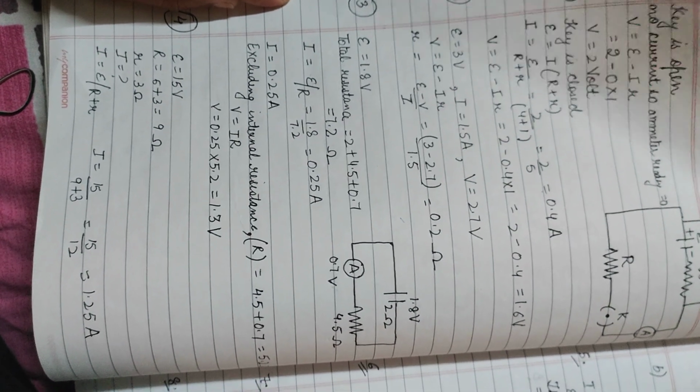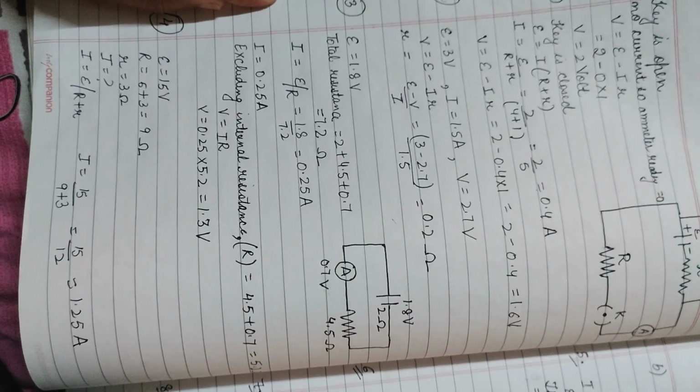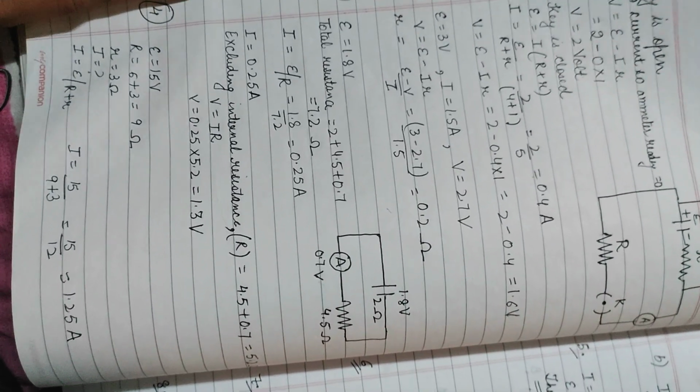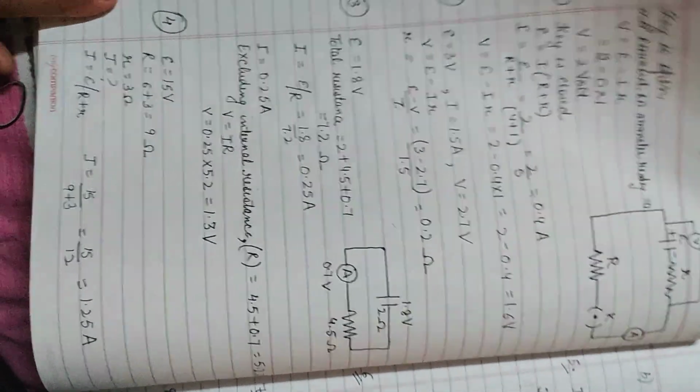Now excluding the internal resistance, we get the value of V, that is the potential difference across the terminals, that is V is equal to IR, and we get the answer.